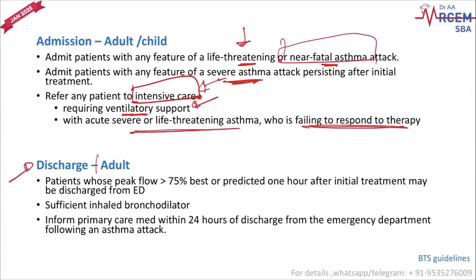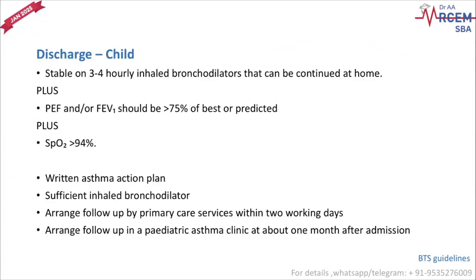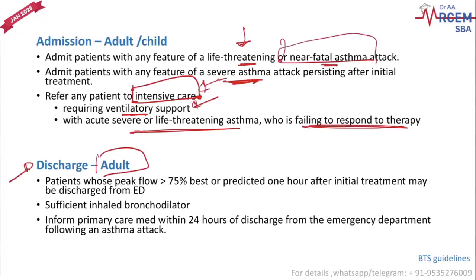When can you discharge an adult? The discharge criteria for an adult and a child are slightly different. In an adult, you can discharge if the peak expiratory value is more than 75% of either the best or the predicted value, after 1 hour of initial treatment. Before you discharge, make sure they have enough inhalers available, both salbutamol and ipratropium bromide, and ask them to follow up with the GP within 24 hours of discharge.